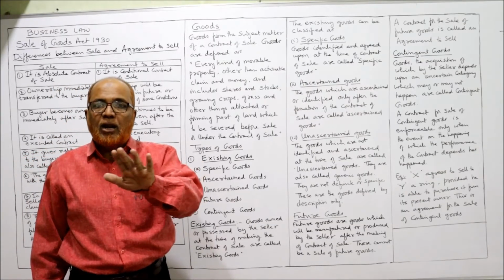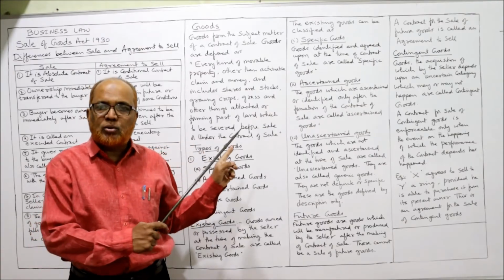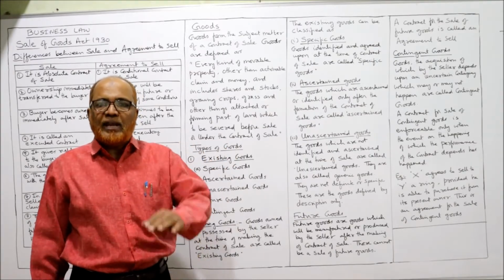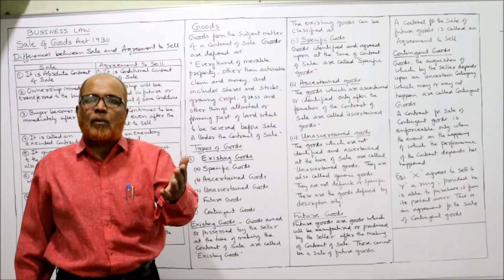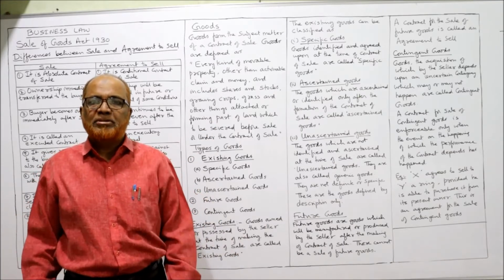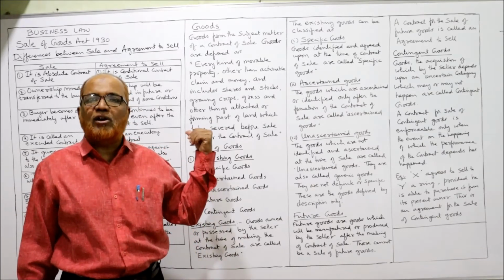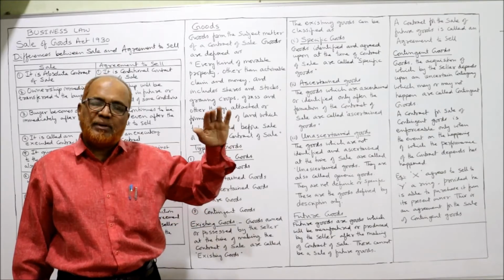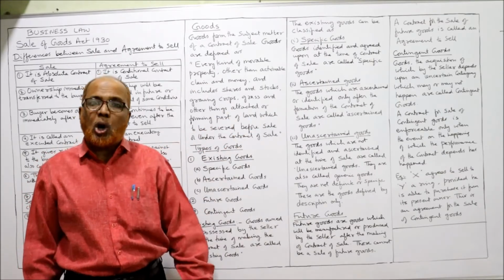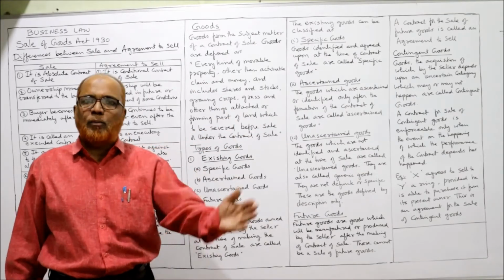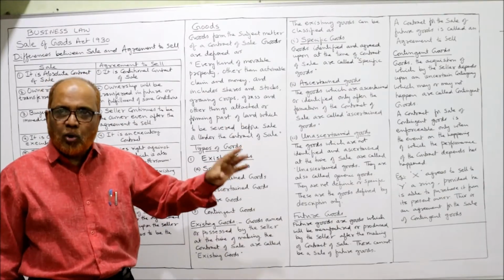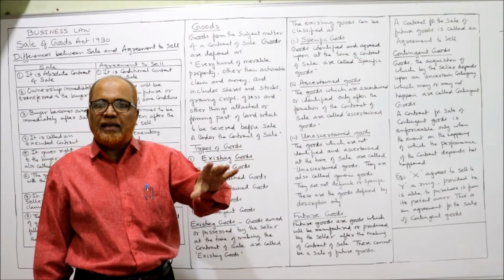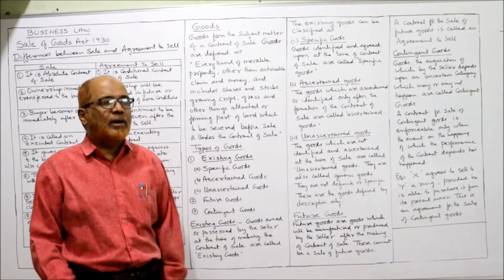Immovable property is not goods according to the Sale of Goods Act. So when a person sells immovable property like house property, that will not come under the category of sale of goods. That will be taken under some other law for transfer of immovable property. Here, goods means any type of goods which are movable.